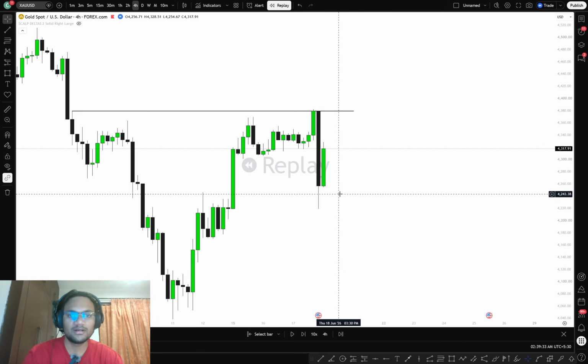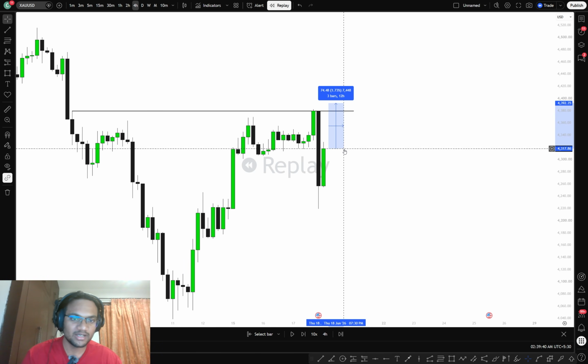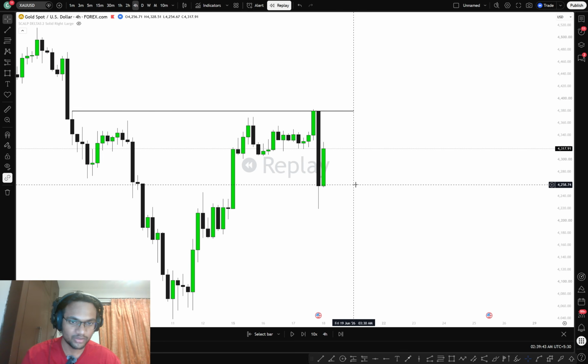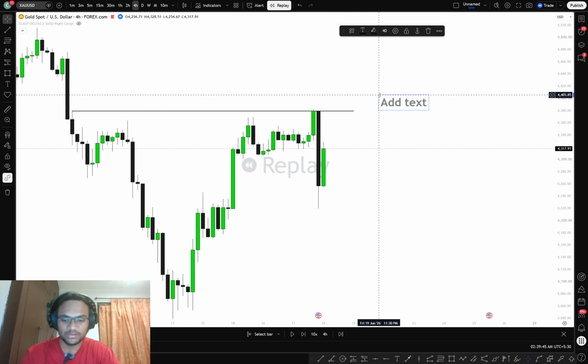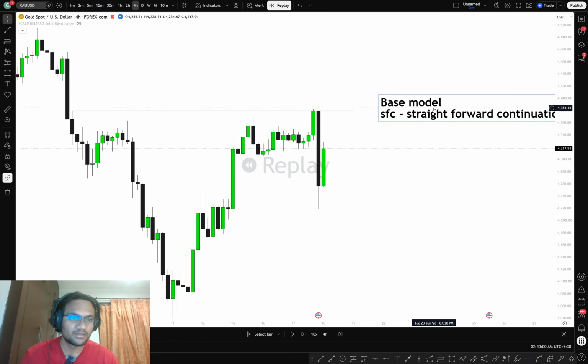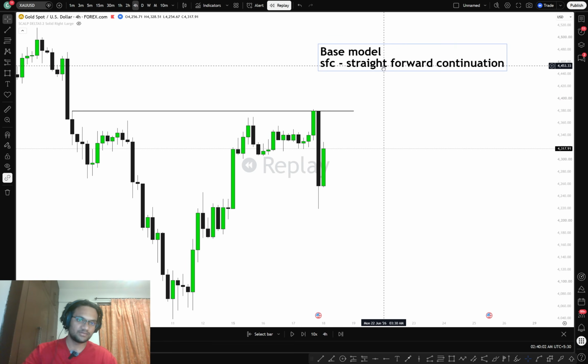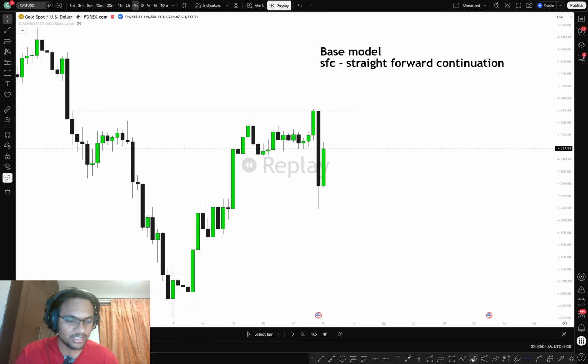So look at it like this. This is a 4-hour candle, right? This is a 4-hour chart, and we are expecting the next 4-hour candle to take this high, because it's a bullish 3 base model. Oh yeah, by the way, this is the base model of SFC. And what is SFC? SFC is straightforward continuation, simple as that. That is what SFC is, and it is also great for taking very good reversal trades.